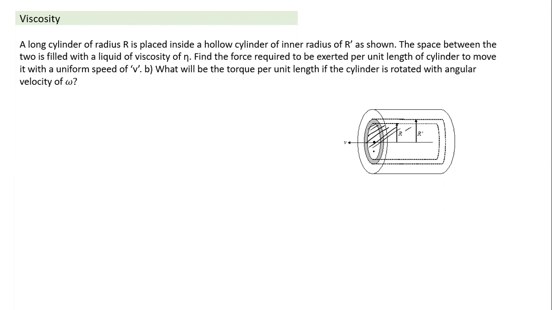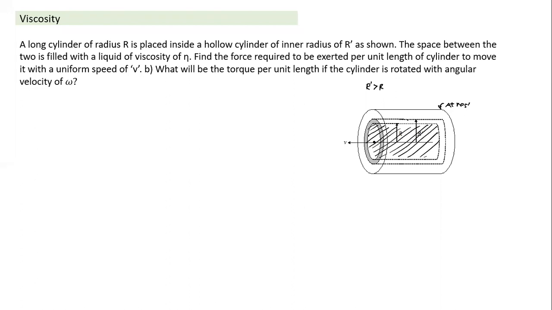This cylinder is placed inside a hollow cylinder, with a small gap between them. The inner radius of the hollow cylinder is r dash, and of course r dash is slightly greater than r. We see the dimensions from the cross section, and the space between the two is filled with a liquid of viscosity eta. What is the force required per unit length of the cylinder to move it with uniform velocity v? The outer cylinder is at rest, and the inner cylinder is moved with velocity v.